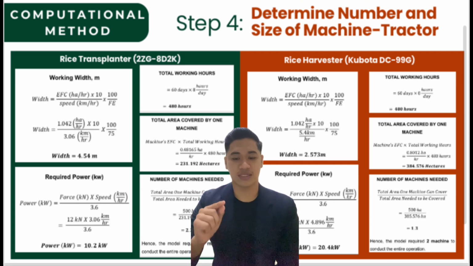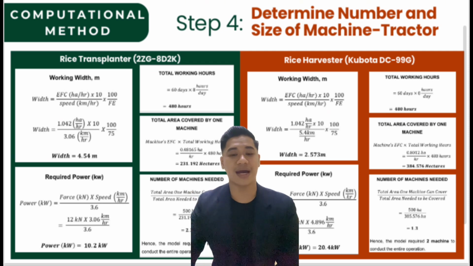we divide by 385.576 hectare. So we get the answer of 1.3. Since the number of machines needed is 1.3, the number required is 2 machines to conduct the entire operation. So in conclusion, I can say for the rice transplanter we need 3 machines, and for the rice harvester we need 2 machines to conduct the entire operation.